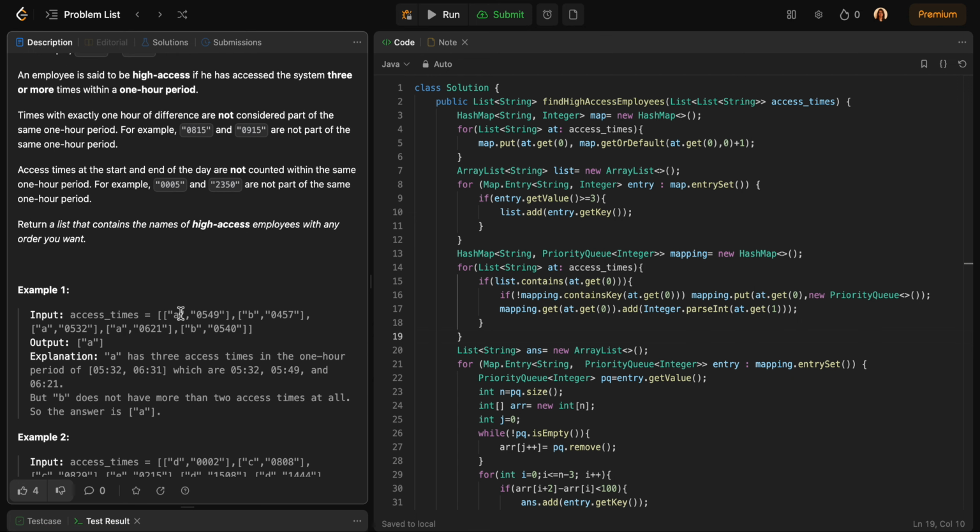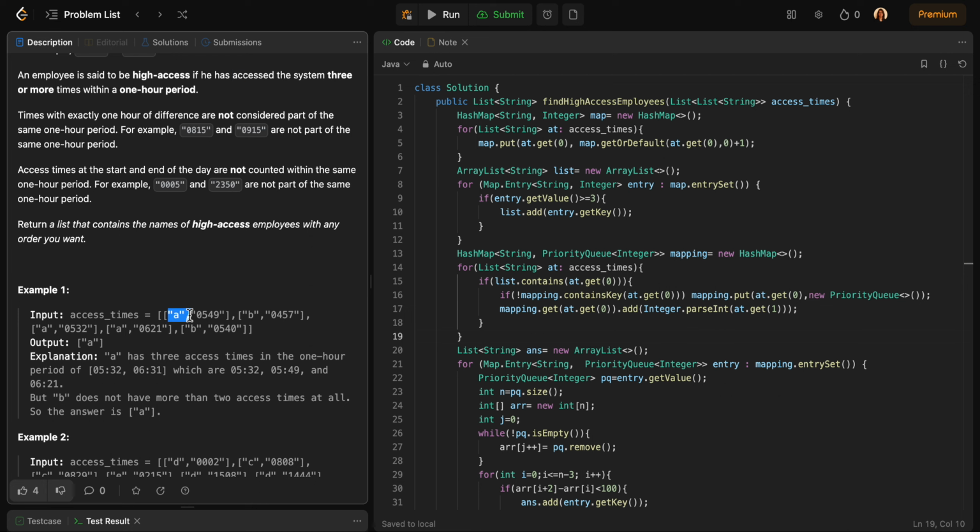So the question was that given a set of lists where the first represents the person's name and the second one represents the time at which they have accessed the system, if a particular person has accessed the system more than or equal to 3 times in a day, then consider that person as one of the highly efficient persons, with one more additional condition, that he has accessed this machine within the same hour.